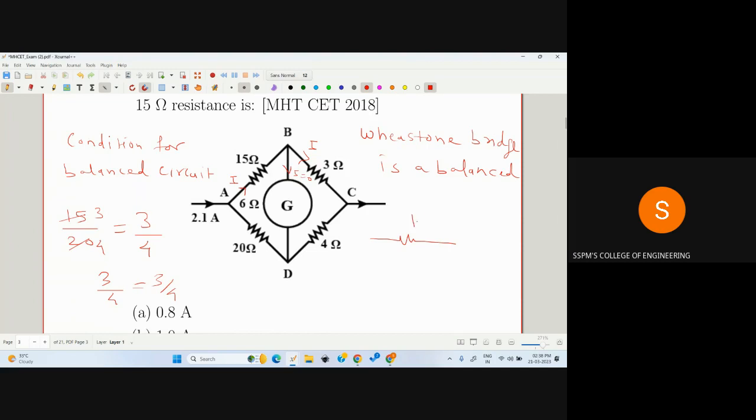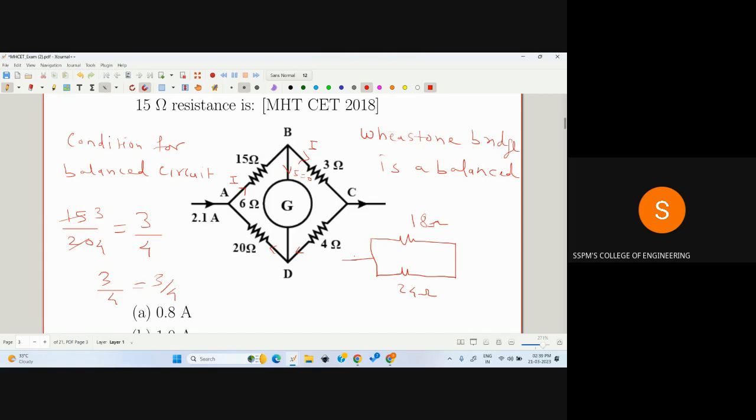It becomes 18 ohm. 15 plus 3 is 18 ohm, and 20 and 4 are also in series because the same current will flow in the 4 ohm and 20 ohm, because there is no current in the galvanometer. So 20 plus 4 is 24. So the 24 ohm resistor is connected across the 18 ohm.